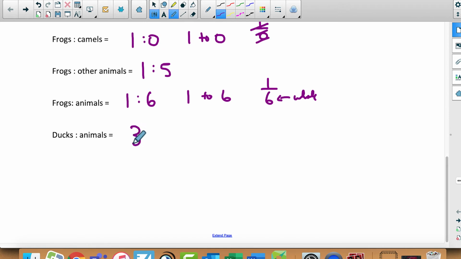So we would write 3 to 6. But wait a minute. Does something look kind of weird about that ratio there? Something annoy you a little bit? Sure annoys me. You know why? Because it's not in lowest terms. Just like with fractions, you can put them in lowest terms.